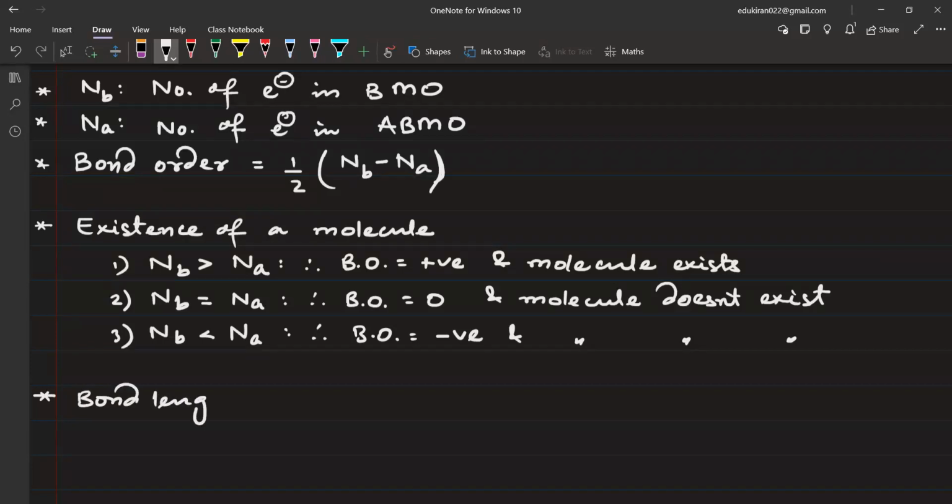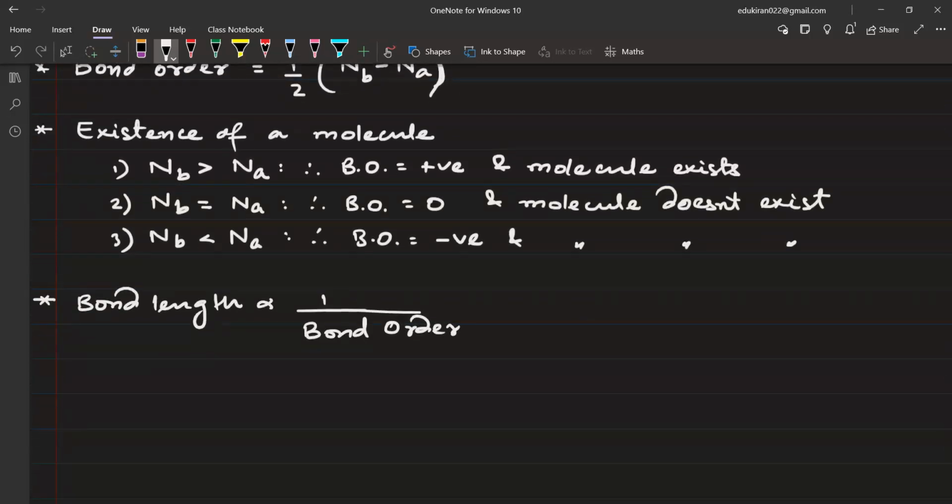Bond length. If we have the higher bond order, then the atoms will be closer together, so bond length will be small. So it is inversely proportional to the bond order. Okay. Next, if we have bond length, we can have stability.